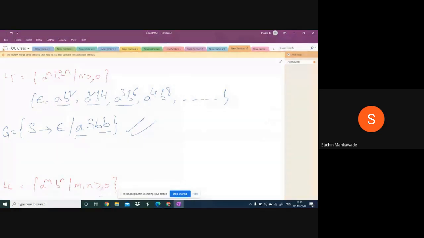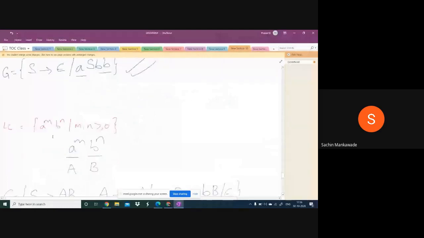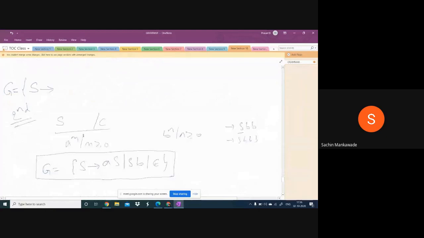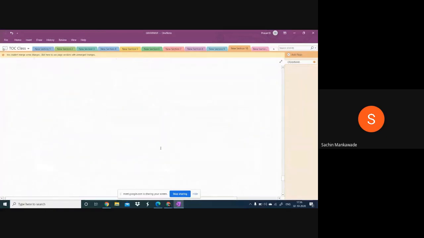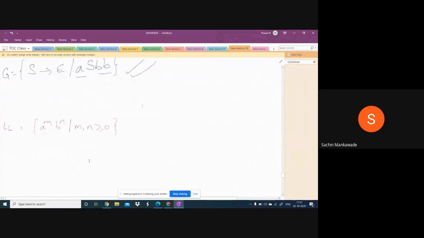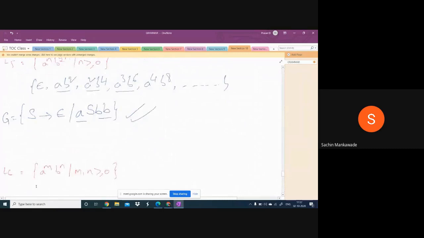Next. Try this one. L6: a power m, b power n, where m, n greater than or equal to 0. Anybody give me the answer for this one? Anybody?